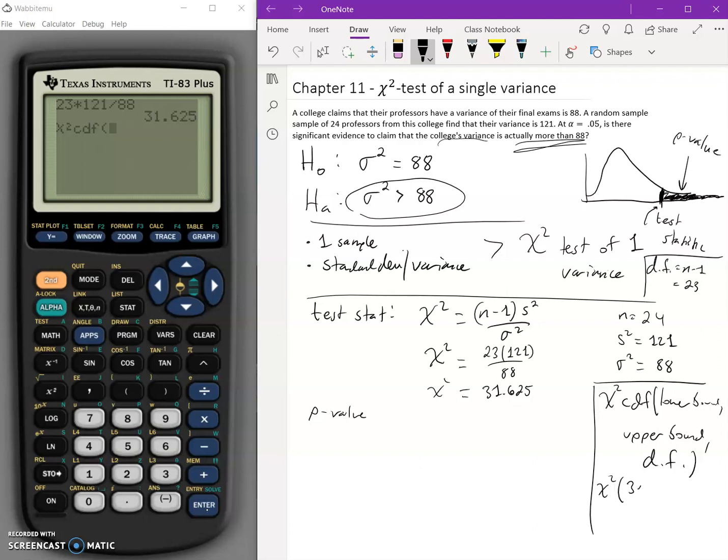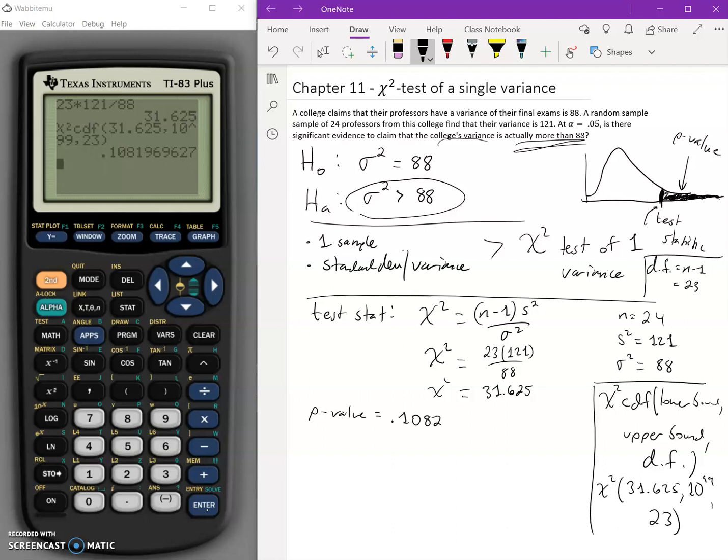And then the upper bound is going to be wherever we go to. So we're going to enter in 31.625. Put a comma. Then the upper bound is as large as we can get. The largest that our calculator will work with is 10 to the 99, so we're going to enter in 10 raised to the 99. And then the degrees of freedom we said was going to be 23, so we enter in 23. Close the parentheses, press enter. And this is our p-value. So our p-value is going to be 0.1082.